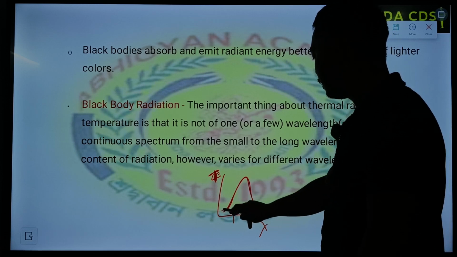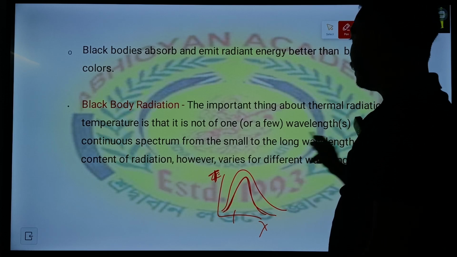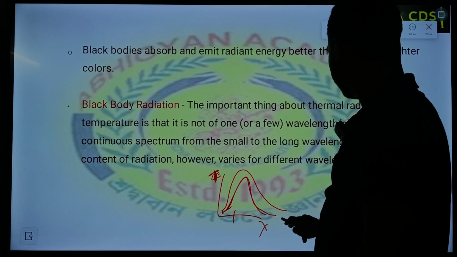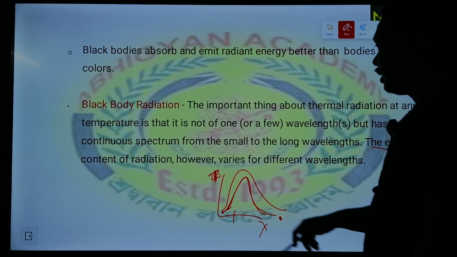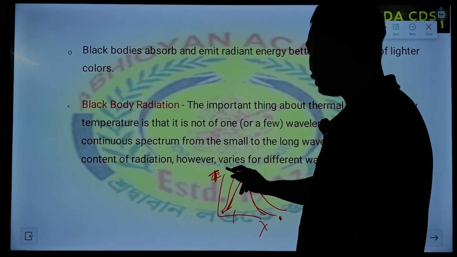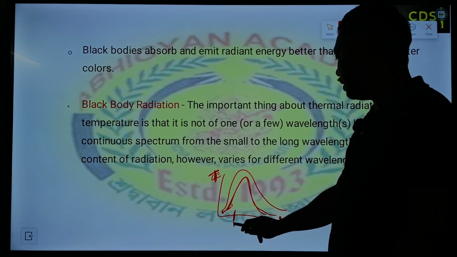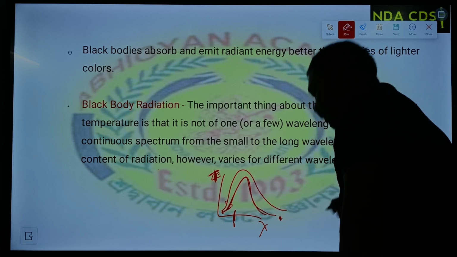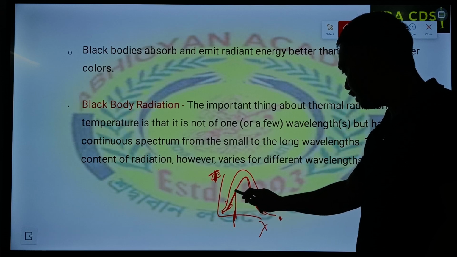ऐसे भी हो सकता है, same इसके लिए ऐसे भी हो सकता है. Okay, few wavelength, but has a continuous spectrum from the smallest of the wavelength to the highest or longest of the wavelength. And the energy content of radiation, जो energy होगा, however, will vary for different wavelength. इसके लिए इस point पे अलग होगा, इसके लिए इस point पे अलग हो सकता है, लेकिन in totality it's a continuous spectrum.